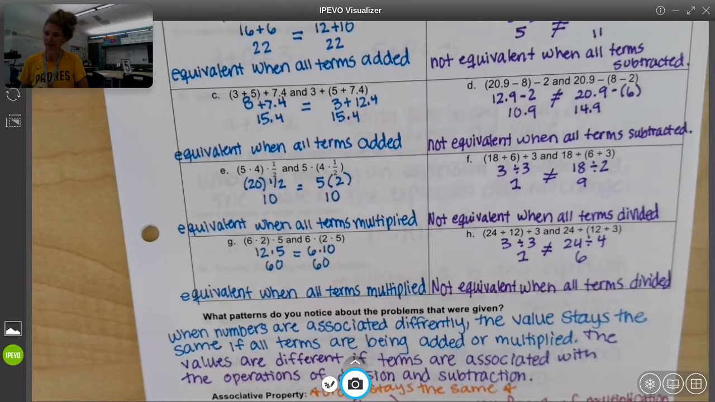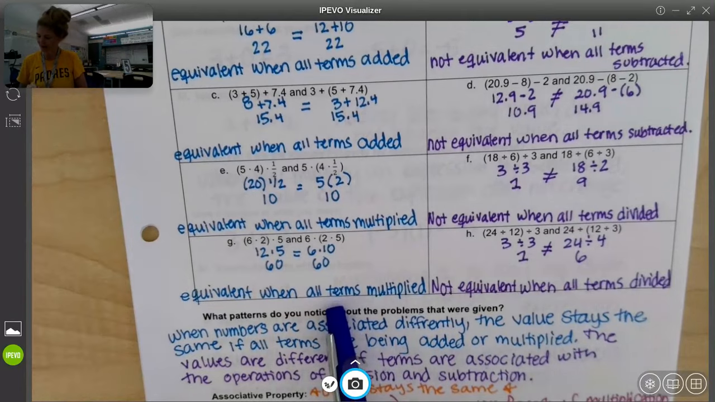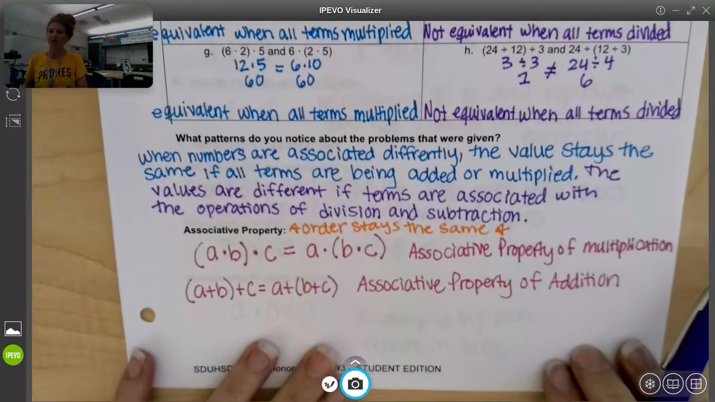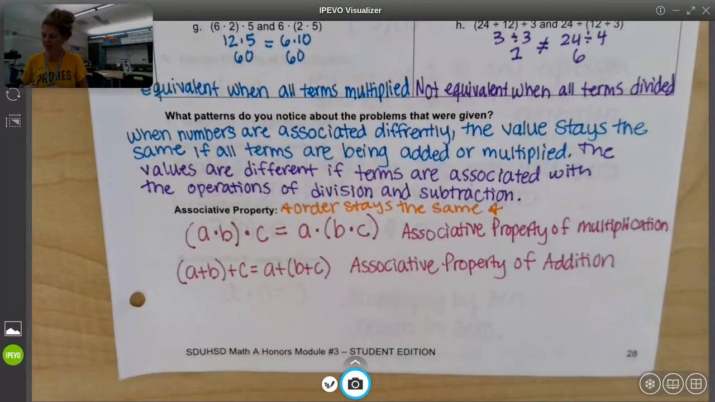No, dividing doesn't work. How about with multiplying? Yep, equivalent when all the terms are multiplied. Dividing, no, not equivalent when all the terms are dividing. So something we notice is that when numbers are associated differently, the value stays the same if all the terms are being added or multiplied. The values are different if the terms are associated with the operations of division and subtraction.